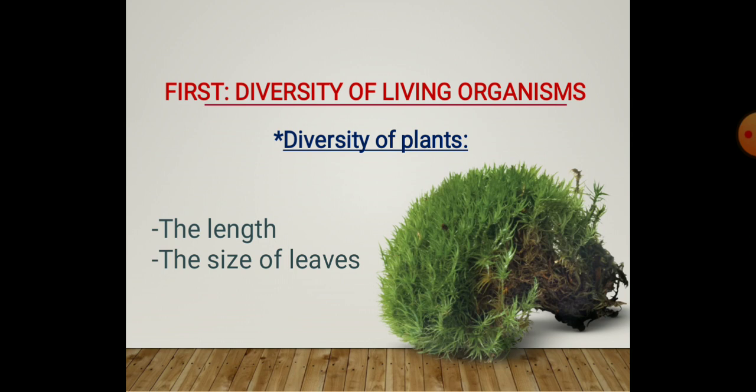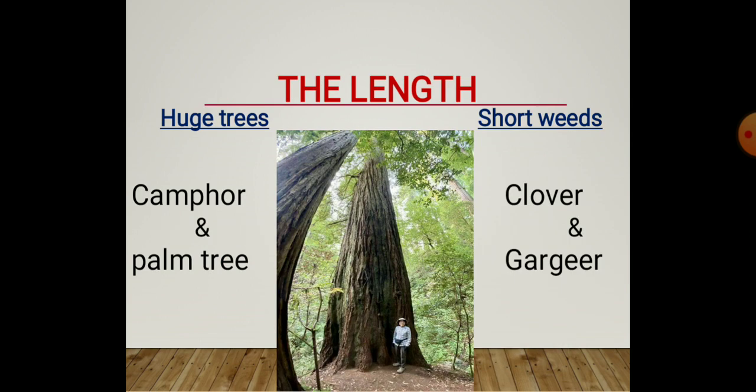The diversity of plants. Plants are different from each other in many characteristics such as length and the size of leaves. First, we are going to talk about the length. We have huge trees and short weeds. About huge trees such as camphor and palm trees, as you see in this picture, and about the short weeds such as clover and gargir.